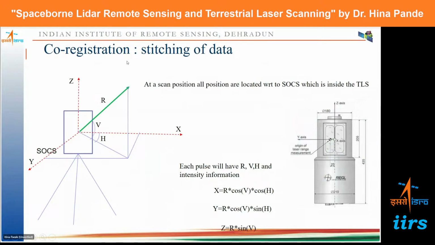So co-registration or stitching of data is very important. This is how the scanner's own coordinate system is calculated based on the position of the scanner. At one particular scan position, all positions are located with respect to the SOCS, which is inside the laser scanner.